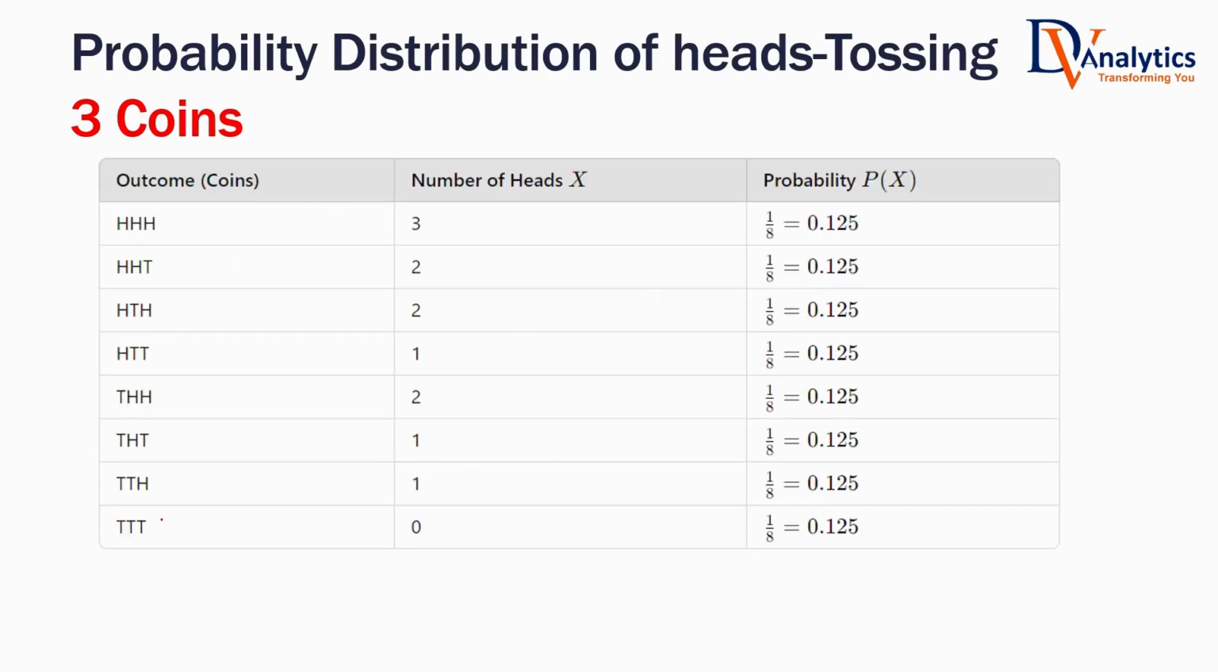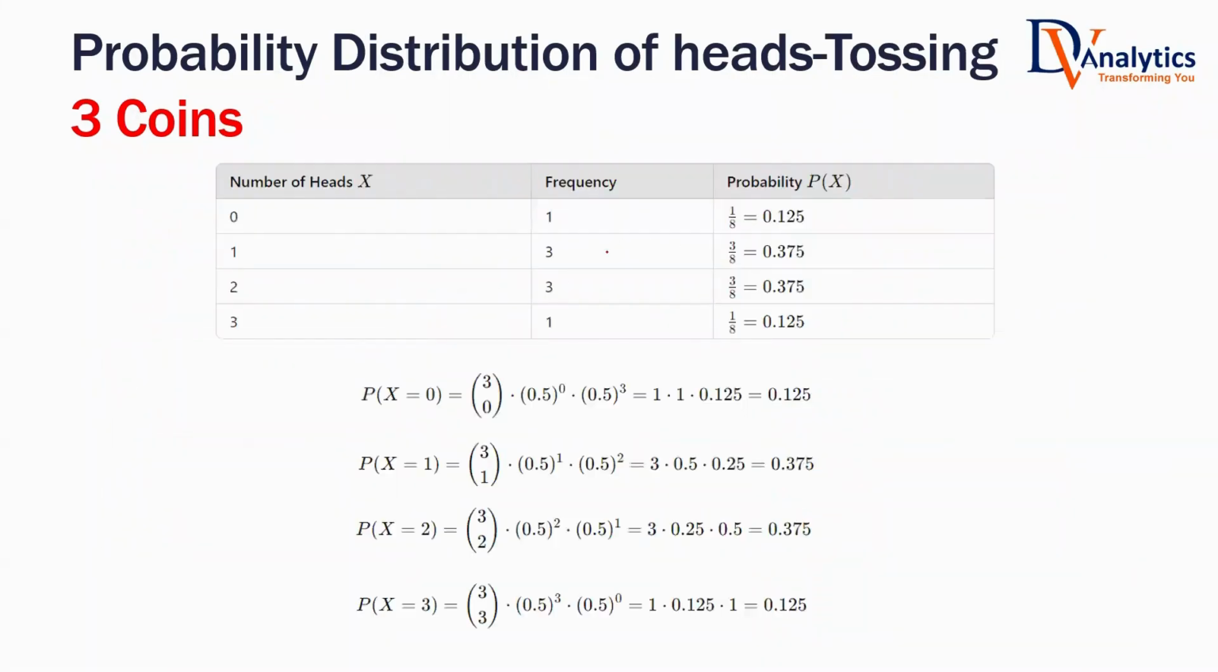And then we added, okay, zero heads, 1/8. Three heads, 1/8. Two heads, 3/8. One head, 3/8, like that we have counted. But if you want to replicate the same, you can use the binomial probability distribution. The probability of getting 0 heads is nCk p to the power k, 1 minus p to the power n minus k. That is the formula.